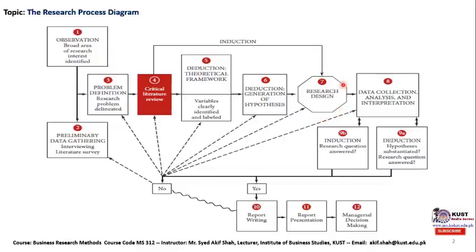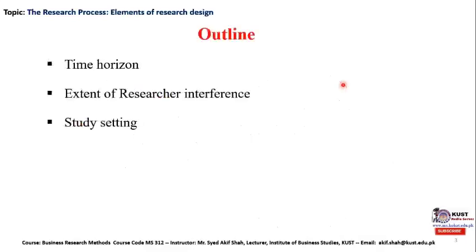So we have already covered the purpose of study, type of investigations, and unit of analysis in my previous few lectures. Therefore, the specific emphasis of this lecture for discussing the elements of research design is to discuss the time horizon of the research design, the extent to which a researcher should interfere with the model or the setting and environment, and finally, the study setting will be the final agenda of this lecture.